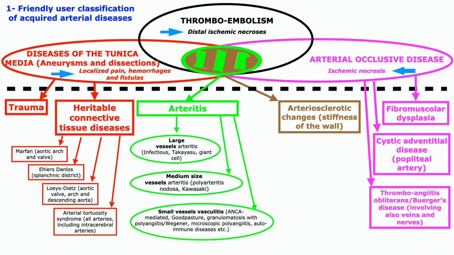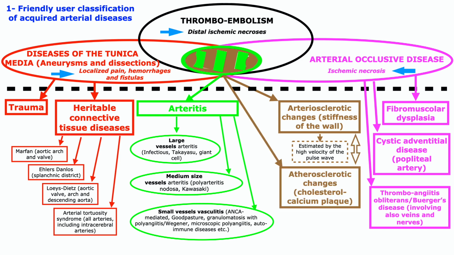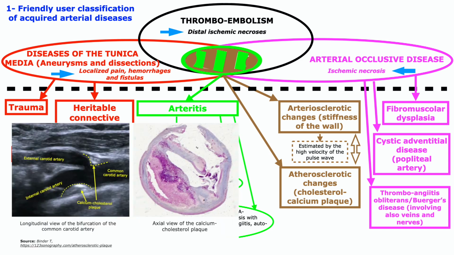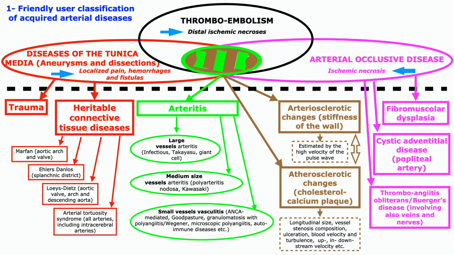Last but not least, for the high prevalence, all three main acquired artery diseases are caused by arteriosclerotic changes, age-related stiffness of the wall, which is estimated by the high velocity of the brachial-ankle pulse wave, and atherosclerotic changes from the multifaceted appearance of the cholesterol calcium plaque, whose evaluation includes several parameters of the ultrasound Doppler test.